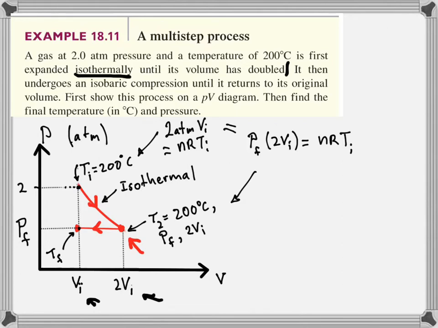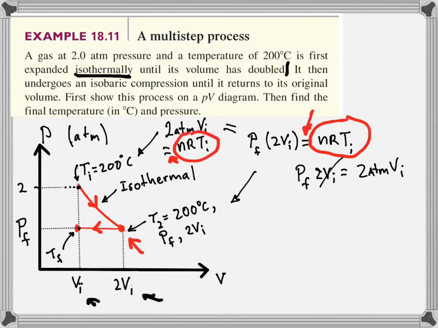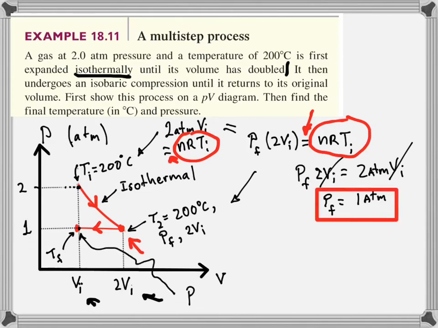Now notice that the right-hand side of that equation is nRT initial for both points, so they're the same. So we can write 2 atmospheres times V initial equals P final times 2 V initial. Cancel V initial on both sides, and you get PF equals 1 atmosphere, because it's 2 atmospheres divided by 2. So we got part of the answer. We know now that the gas reaches a final pressure of 1 atmosphere.